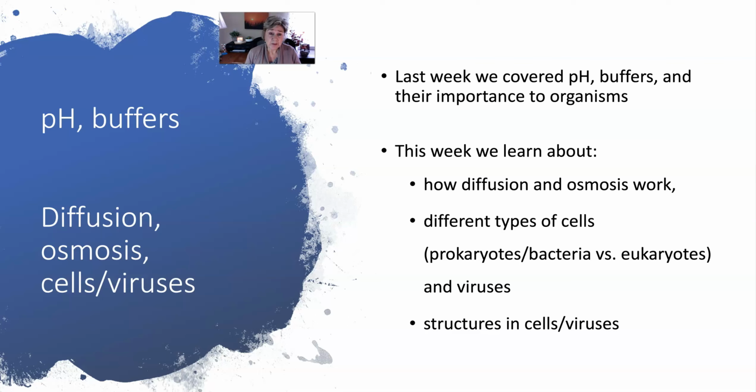Buffering systems are terribly important in organisms because we have these chemical systems set up that keep our pH nice and neutral, because that's where our cells want to be. And when those get off, then we have a lot of trouble. In fact, we can die from that if our pH gets off balance.